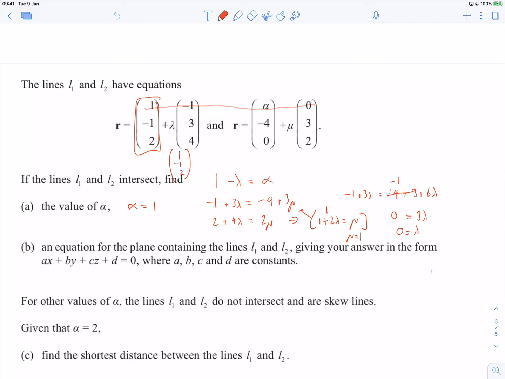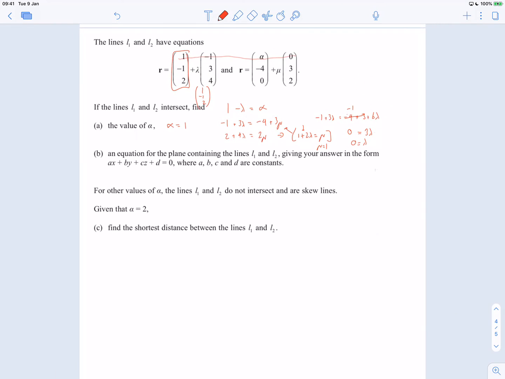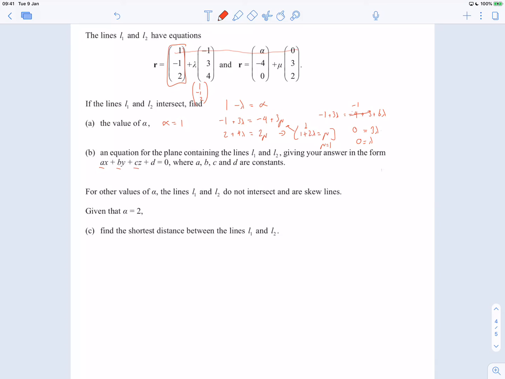Okay, fine, easier than expected. Okay, find an equation of the plane containing the lines L1 and L2, given your answer in the form Ax plus By plus Cz plus D equals 0, where A, B, C and D are constants. Okay, right. So really, A, B, and C are the coefficients. Those coefficients are the normal vector of the plane. So we need to do the cross product of the directional component of the line L1, which is minus 1, 3, 4. So i, j, k up there, take the determinant of this. And then the directional component of this, which is 0, 3, 2.